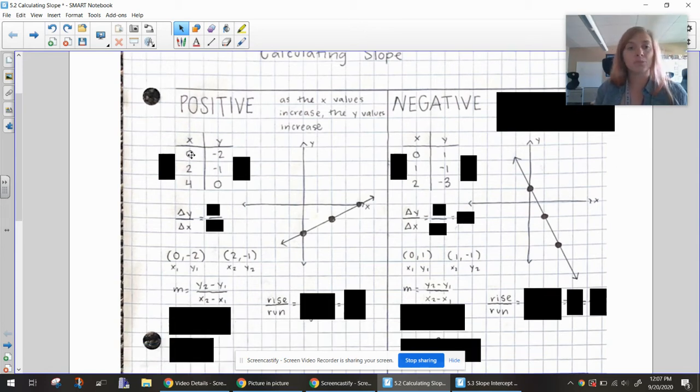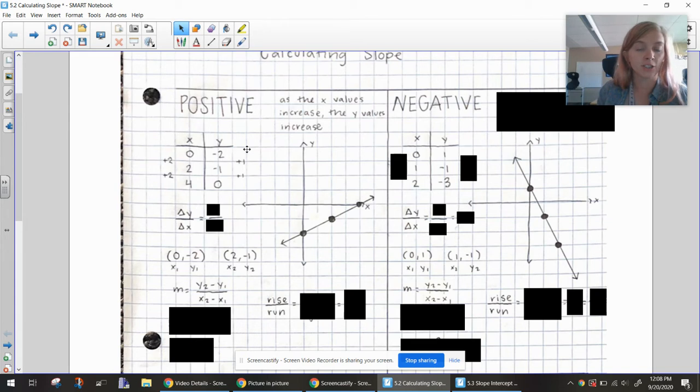To calculate slope from a table, we're going to look at the change in the x values and the change in the y values. So here from 0 to 2, we go up 2. From 2 to 4, we go up 2. From negative 2 to negative 1, we go up 1. And from negative 1 to 0, we go up 1. You know it's going to be positive slope when we are going up by a constant rate of change for both the x and the y value. If they are both going up or both going down, it's going to be positive slope.